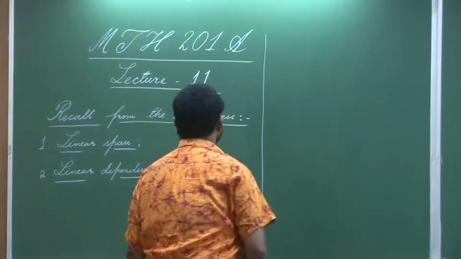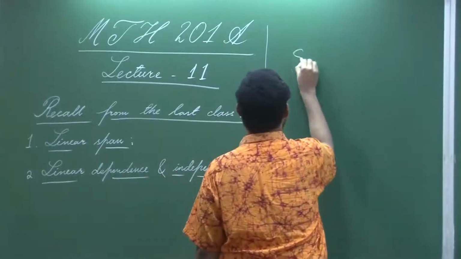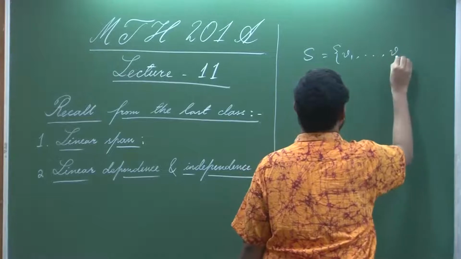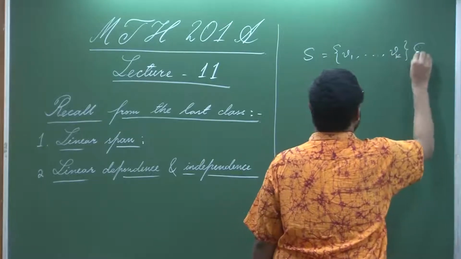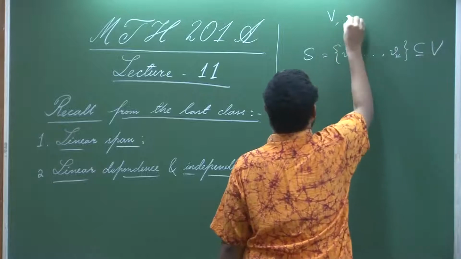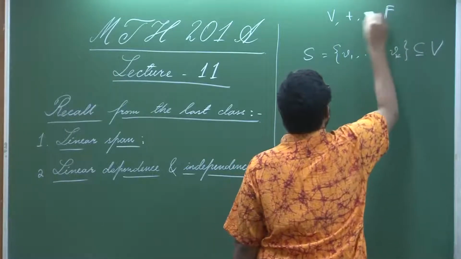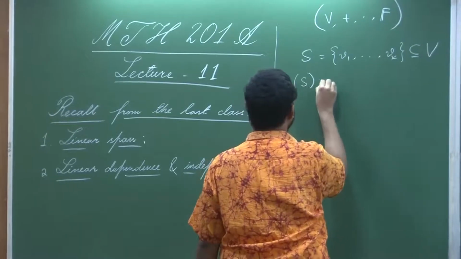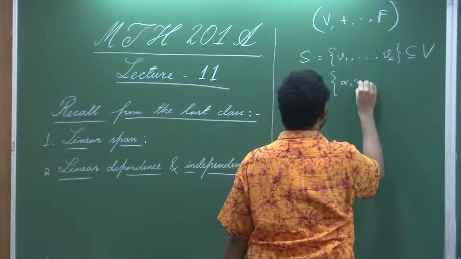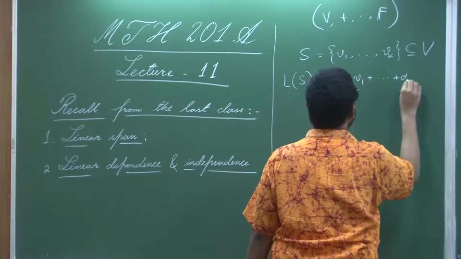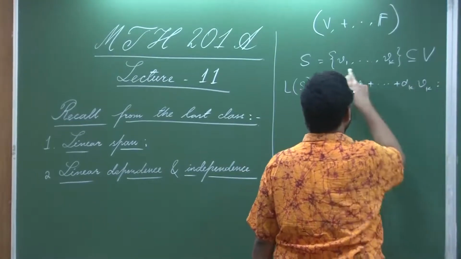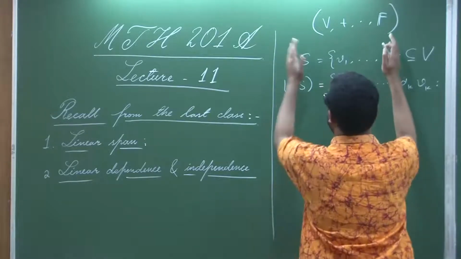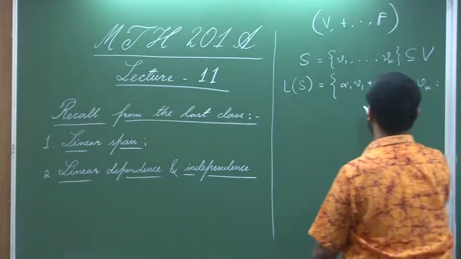what these mean. So, suppose I start with a finite set V1, V2, Vk, a finite subset of V where V plus dot is a vector space. Then linear span is defined as all possible linear combinations of the elements of S. I am doing this assuming that S is a finite set having k elements.